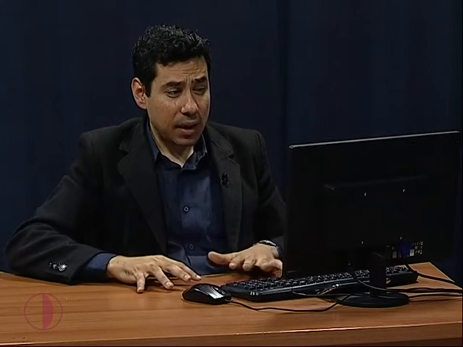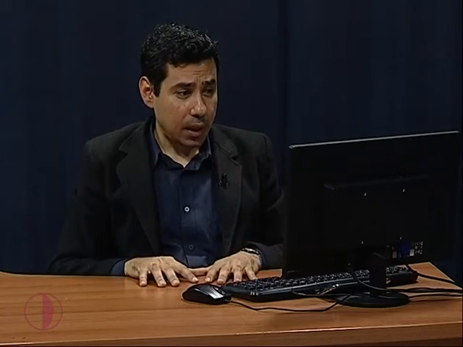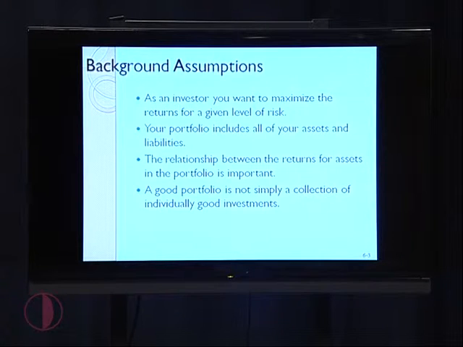For that, the main background assumption related to this topic is how the investor maximizes the return for a given level of risk. So your portfolio includes all of your assets and liabilities. For that, we need to understand the relationship between the returns of the assets. If we understand how to maximize the return, then we can choose the assets with a given level of risk to reduce our risk.